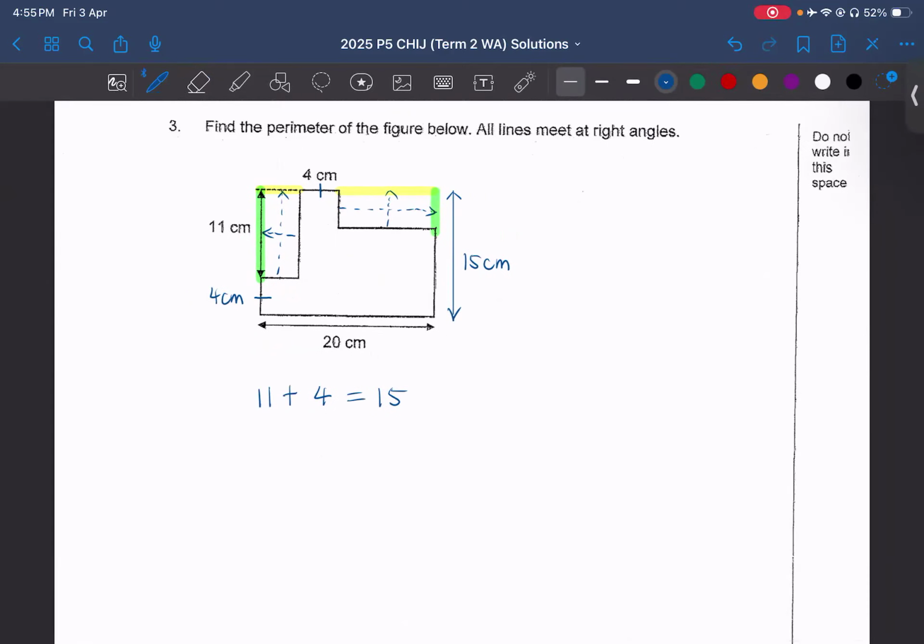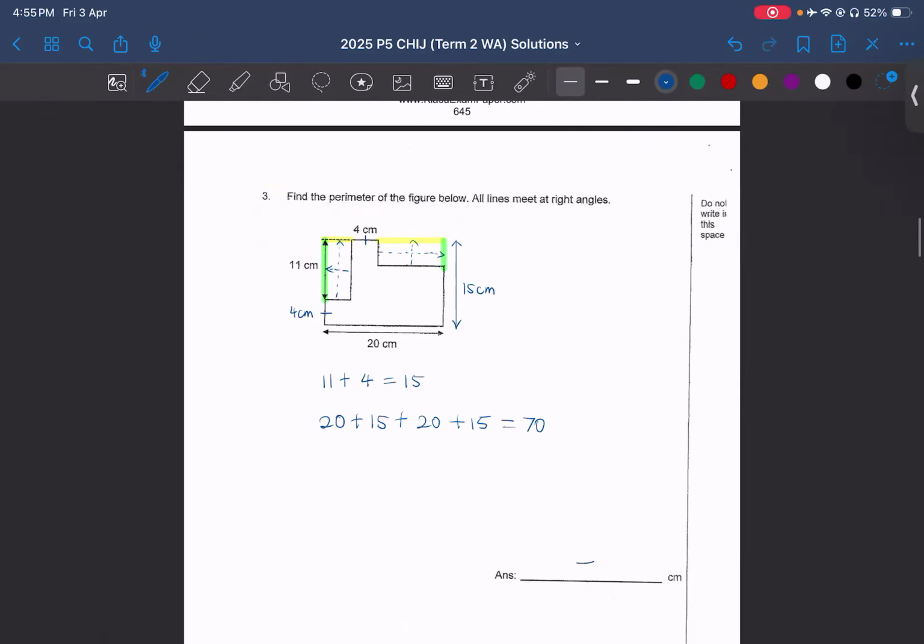So to find the whole perimeter of the figure, we will just have to add the length and the breadth. So in this case, 20 plus 15 plus 20 plus 15. And if you were to add it up, you will get 70 centimeters. So 70 centimeters.